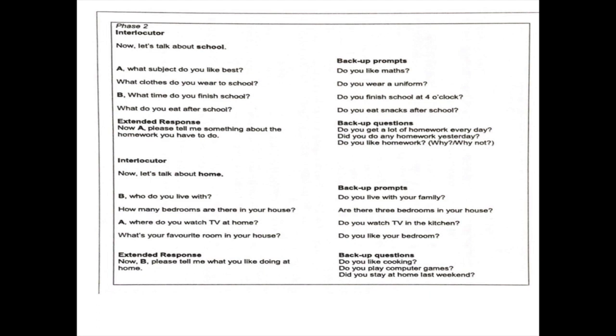And then they're going to give you 2 different topics. In this example, it's school and home. So you'll have 3 questions in total about school, and then 3 questions in total about home, for example. So that's phase 1 and phase 2 of part 1.